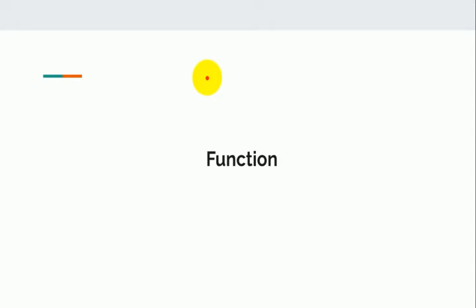A function is a block of code which only runs when it is called. You can pass data known as parameters into a function. A function can return data as a result.